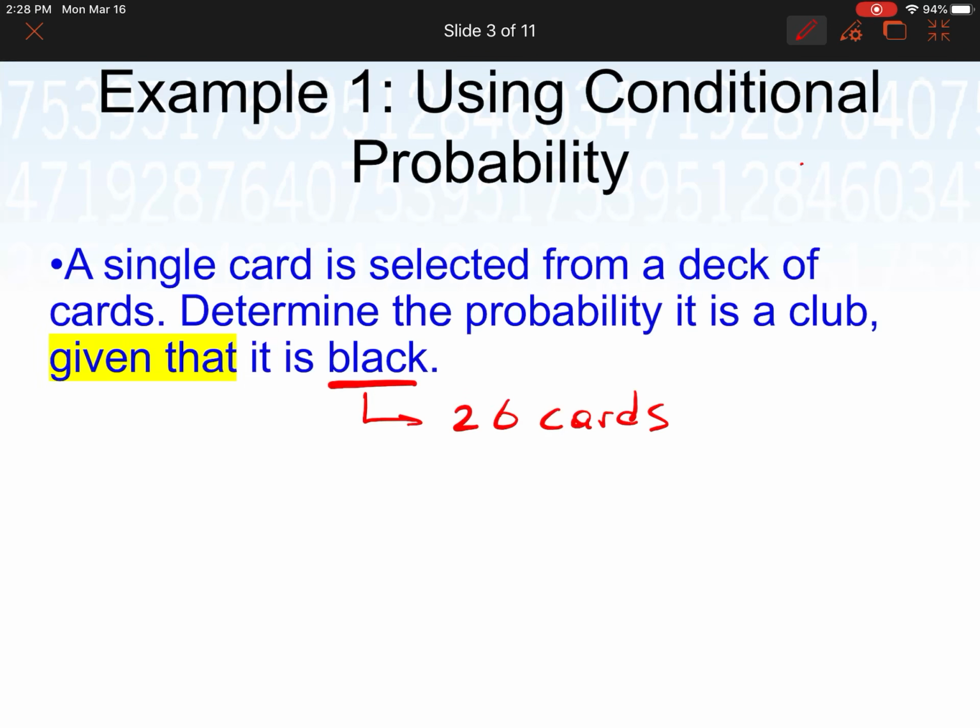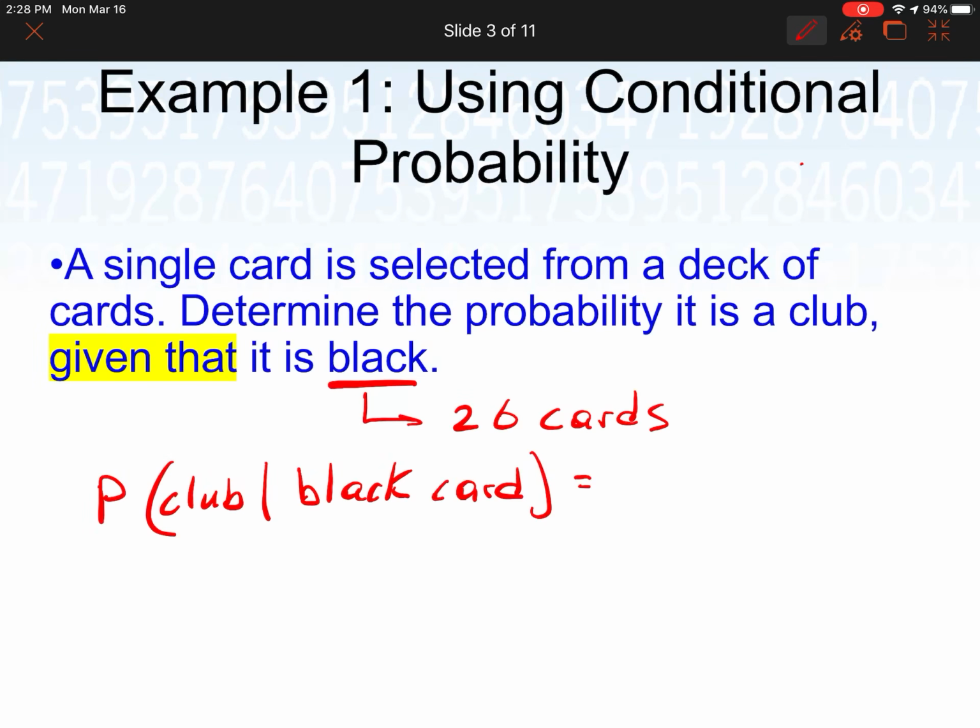I took a card from a deck, and I said, you've got to guess the card, but I'm giving you a hint. It's a black card. Now that you know that information, how many clubs are there? Well, there's 13. So this problem would look like this: probability that I drew a club given that it's a black card.